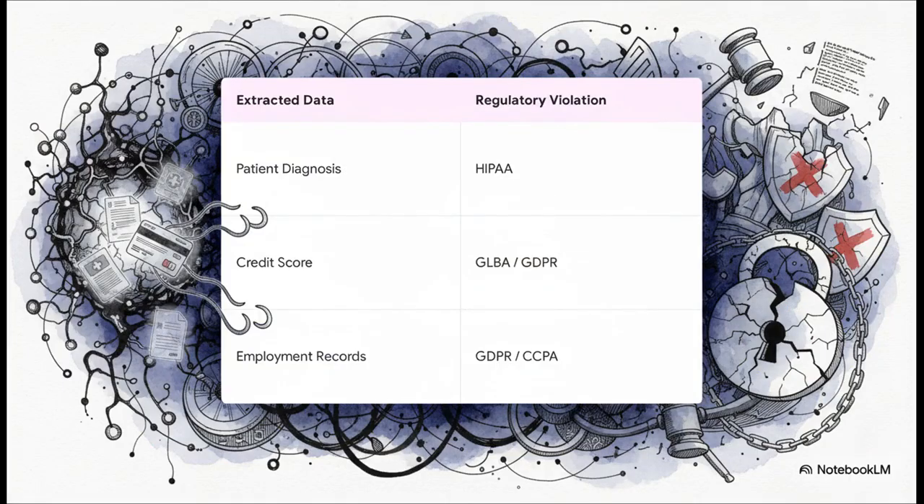And this is where the rubber really meets the road. Because when an attacker pulls out a patient's diagnosis, we're not just talking about a data breach. We're talking about a potential HIPAA violation. They get a credit score. That could be a violation of huge regulations like GLBA or GDPR. You see, the technical hack instantly becomes a massive legal and financial nightmare for whatever company got hit.